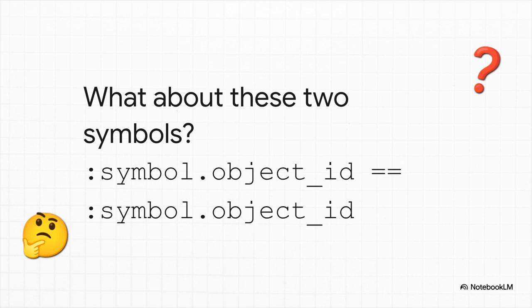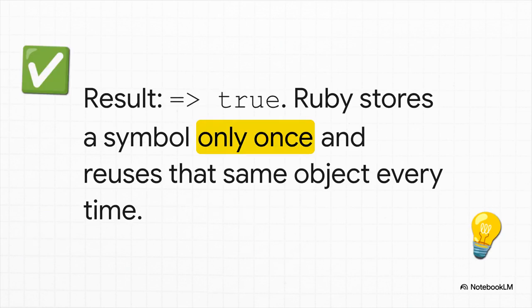Okay, now let's run that exact same experiment, but with symbols. Remember, symbols just have that colon in front. We're asking the exact same question. Are these two identical-looking symbols actually the same single object? And this time, the answer is true.